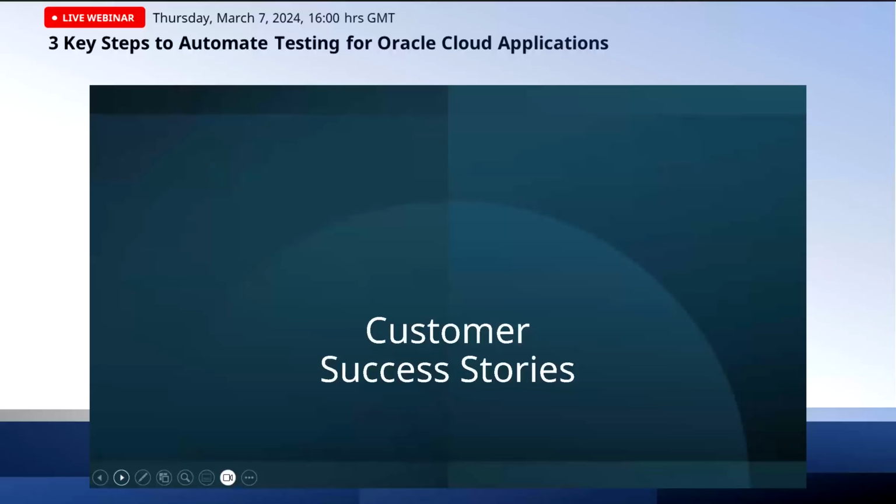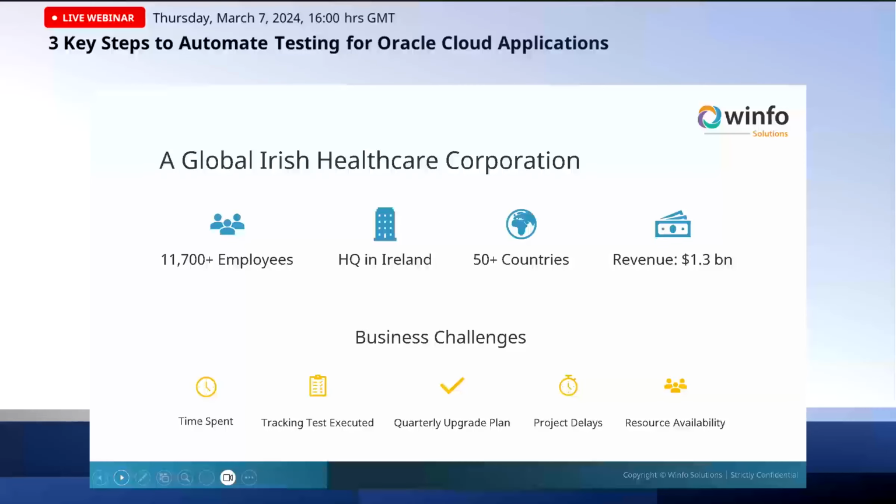While there are numerous success stories for Winfo Test, today I will specifically discuss our experience in global healthcare and global telecommunication sectors. In healthcare, they have over 11,700 employees spread across Asia, Europe, and the US, covering more than 50 countries. Their headquarters are in Ireland with an annual revenue of $1.3 billion.